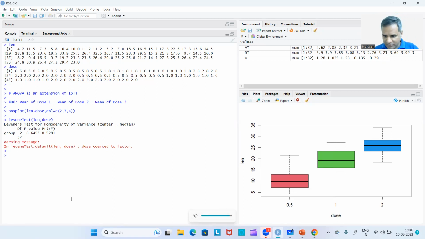Sir, I have a query. While applying Levene's test and Bartlett's test, can it depend on degrees of freedom?